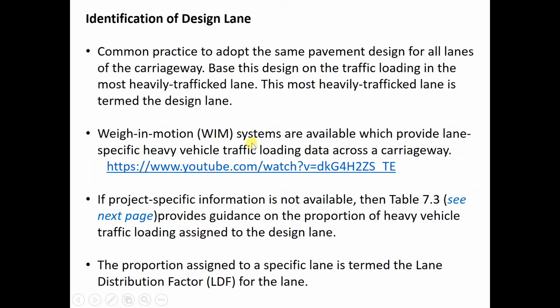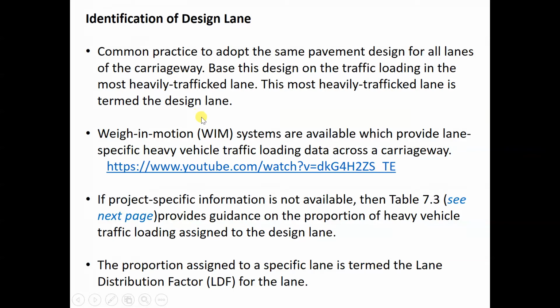Identification of the design lanes. Okay, so this one, you have to identify. Common practice is to adopt the same pavement design for all lanes of the carriageway. Base this design on the traffic loading in the most heavily trafficked lane. This most heavily trafficked lane is termed the design lane.